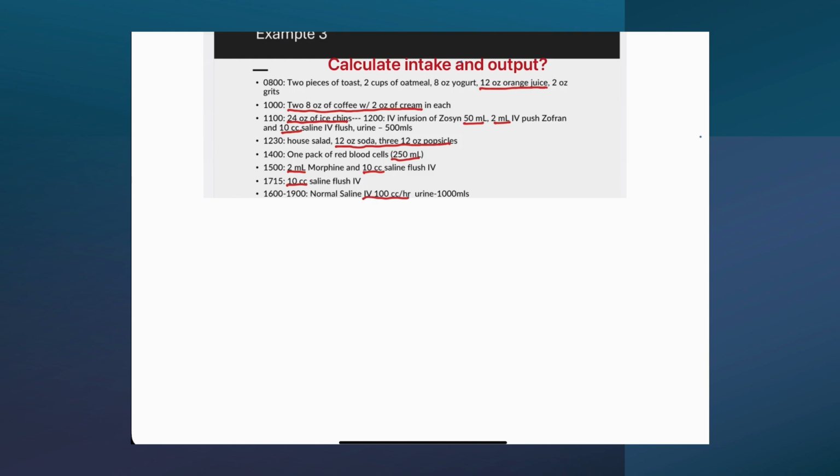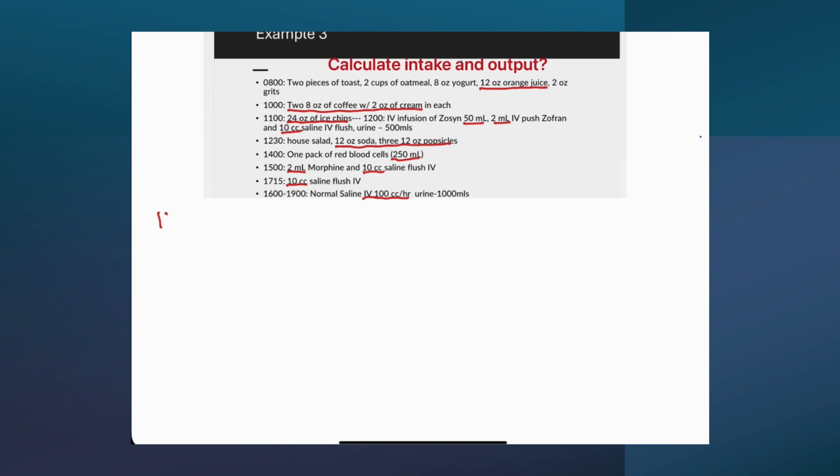So we now have all of our intake highlighted. So now let's convert them over. So we got 12 ounces of orange juice. So we know that we have to convert that to mLs. So that's going to be 360 mLs.